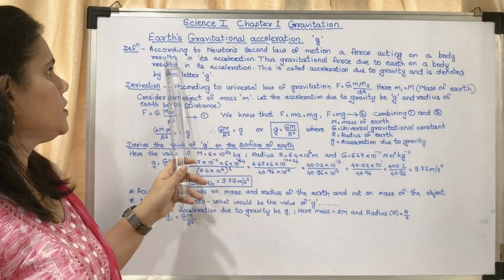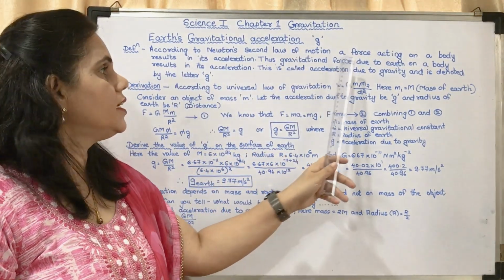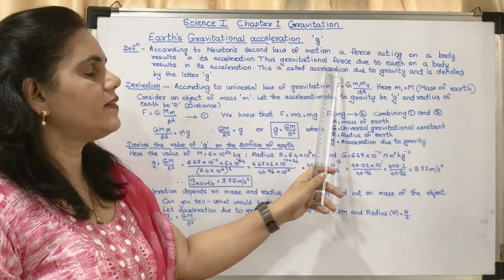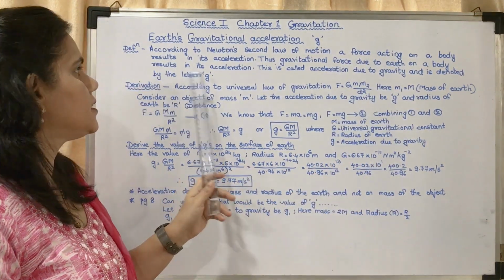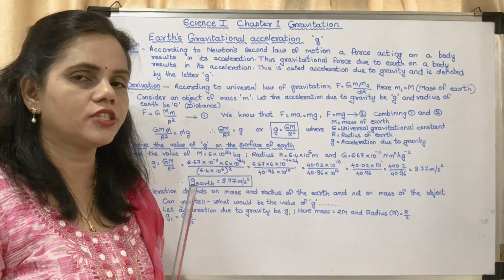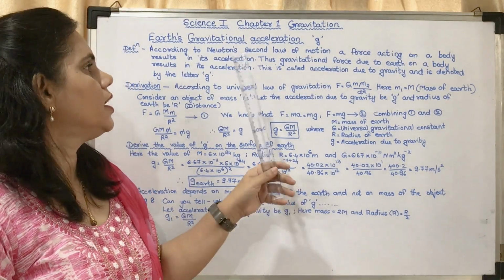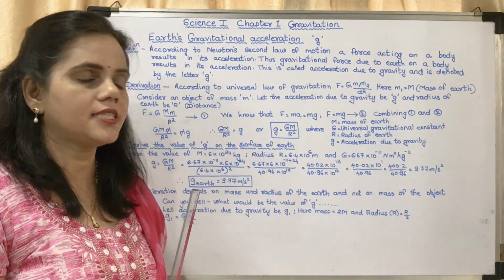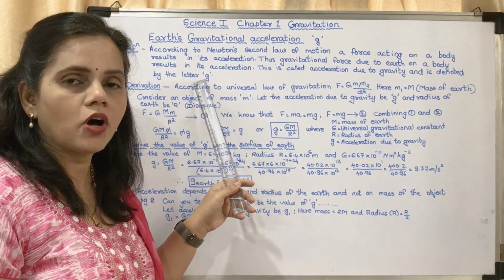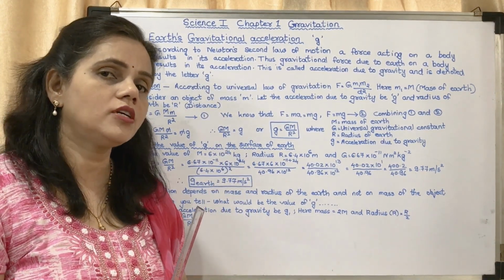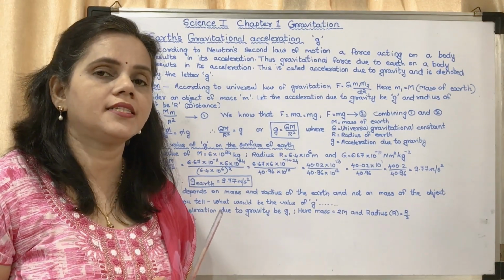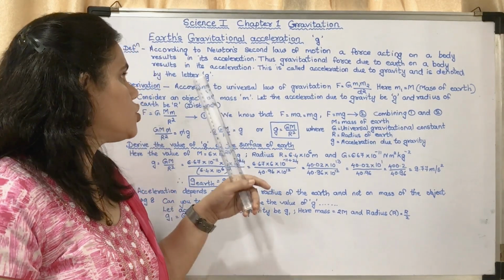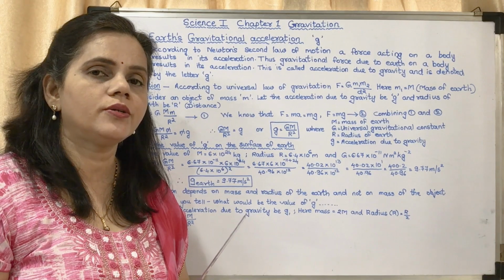So we will see. According to Newton's second law of motion, a force acting on a body results in its acceleration. Thus, gravitational force due to earth on a body results in its acceleration. Due to gravitational force also there is acceleration. Now this is called acceleration due to gravity and it is denoted by the letter g. Now you may note that this is small g, and that day we had studied capital G. What is capital G? Capital G is the universal gravitational constant. And what is small g? It is acceleration due to gravity.